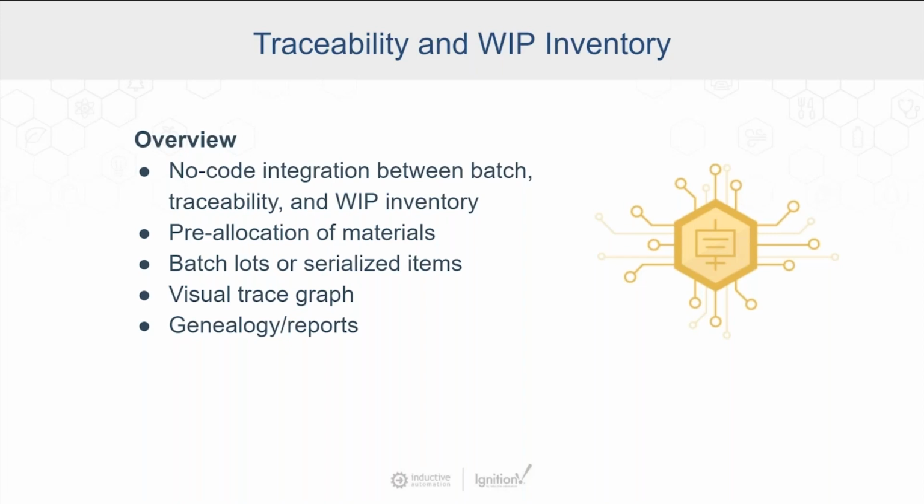So it's completely flexible. So the batch lots that Tom demonstrated, the material in and the material out types of components, can be lots or serialized items. You saw the visual trace graph, a terrific way of identifying all of the places that a particular lot is used or created from. And then, of course, the genealogy and the reporting. So all of that functionality is built into the system as well.